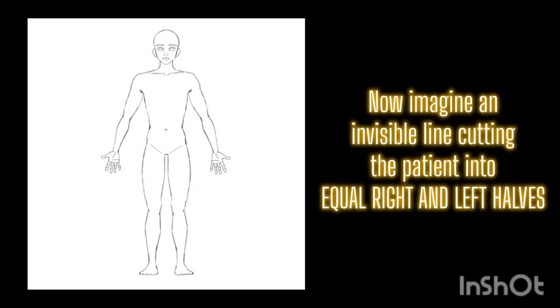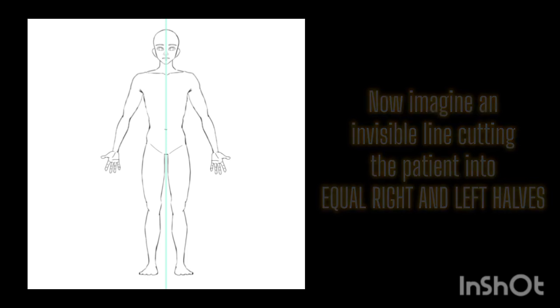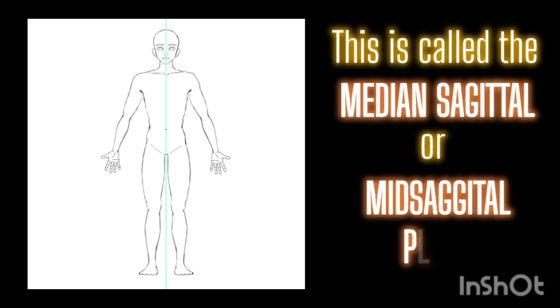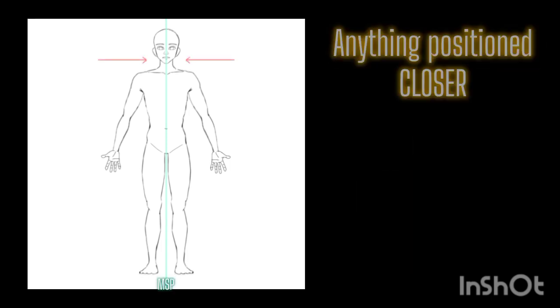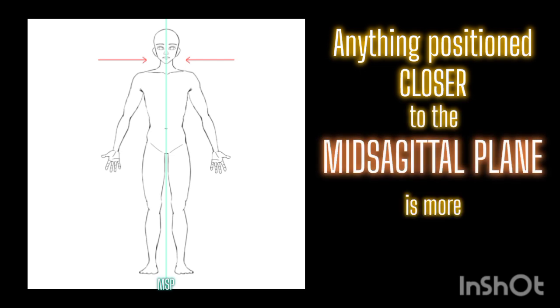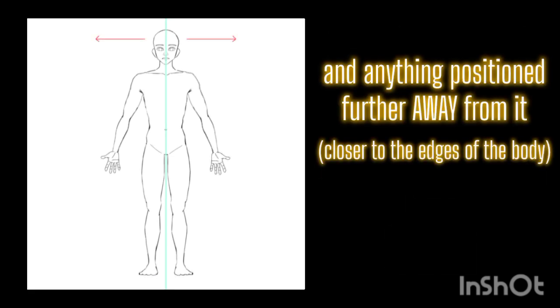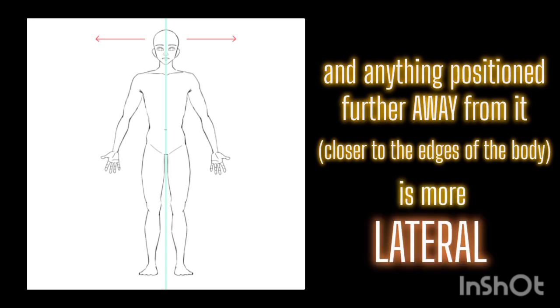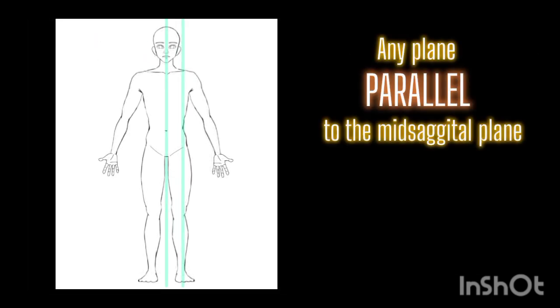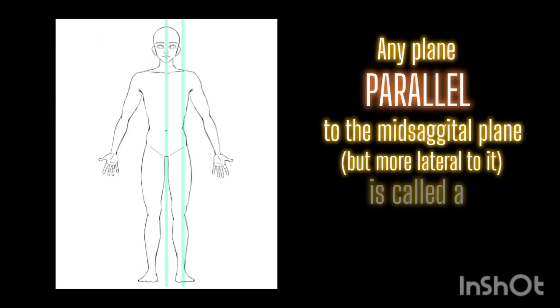Now imagine an invisible line cutting the patient into equal right and left halves. This is called the median sagittal or mid-sagittal plane. Anything positioned closer to the mid-sagittal plane is more medial, and anything positioned further away from it, closer to the edges of the body, is more lateral. Any plane parallel to the mid-sagittal plane, but more lateral to it, is called a sagittal plane.